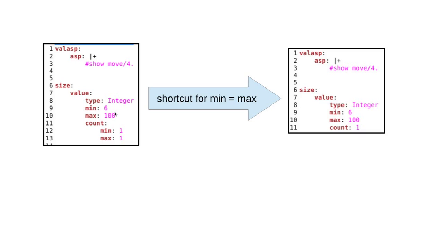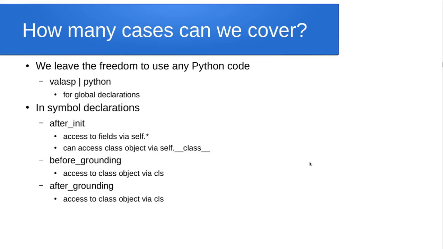And yeah, we have also other constructs in the VALASP specification language here. For example, for the count, since min and max have the same value, you can even compactly say just the number. It's just syntactic sugar, but I think it's a common case, so better to have it.